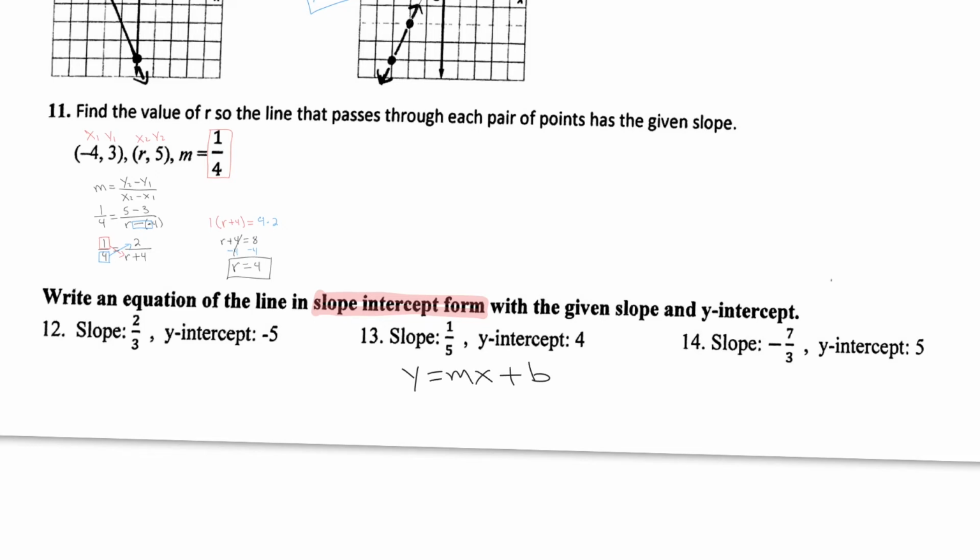So I'll do number 13. Number 13, the slope is 1/5. M is your slope. So you just substitute y equals 1 over 5x, and b is positive 4. That's the y-intercept. B will be your y-intercept. So you just put a plus 4. That's it. This is your slope-intercept form. Y is by itself, and you have the slope and the y-intercept.